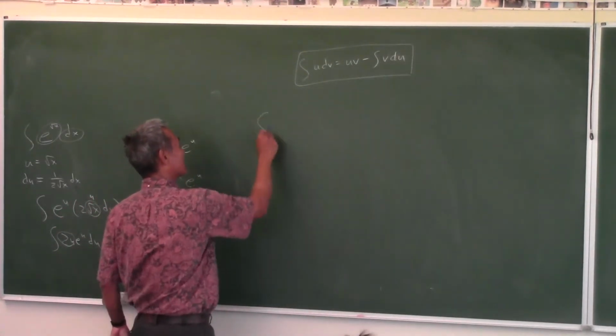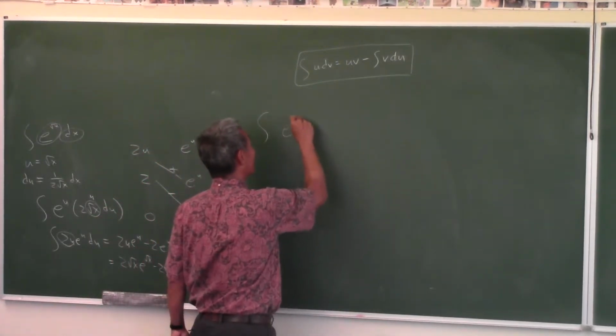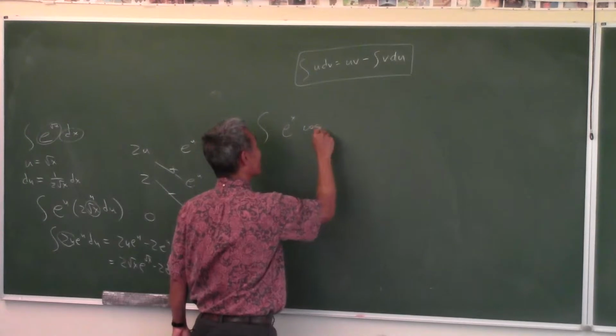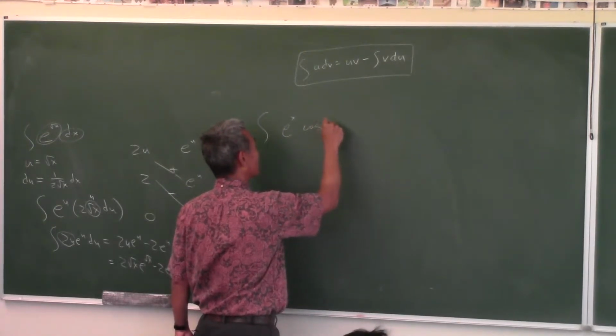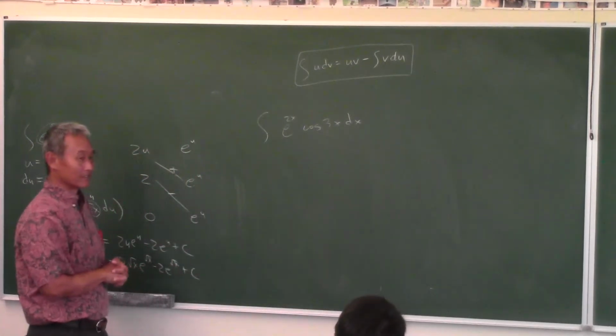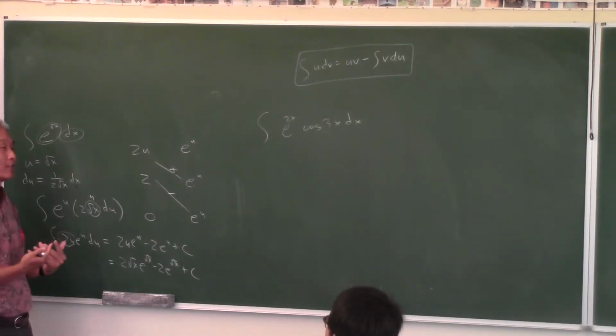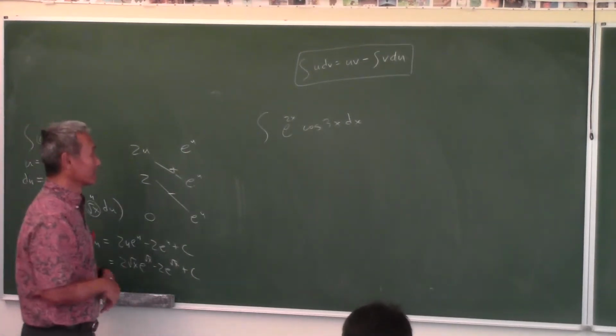Okay, now what about something like this? Integral, let's see if you guys can remember how to do this: e to the 2x cosine 3x. What about the parts? Yeah, you do integration by parts, except there's a twist to it. You gotta do it twice. This is called solving for the unknown integral.